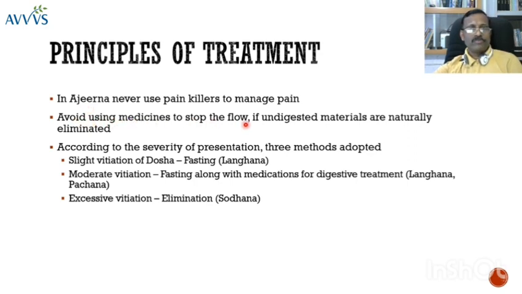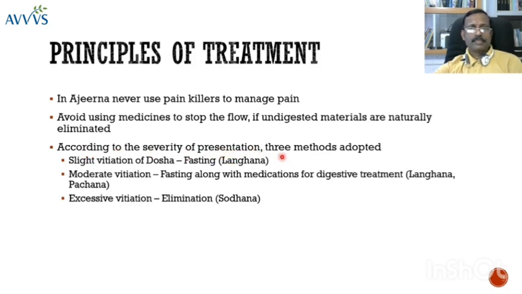Avoid using medicines to stop the flow. In the case of ajirna or this type of digestive problem, if there are diarrhea or vomiting tendencies, primarily you don't use medicines for blocking such impulses or eliminations. Let them go. That is the primary principle. If the diarrhea is out of control, you can at that time use some sort of medicines, but primarily the rule is don't block such eliminations, let them go, because it's already a cleansing process. So there is no need to block them.